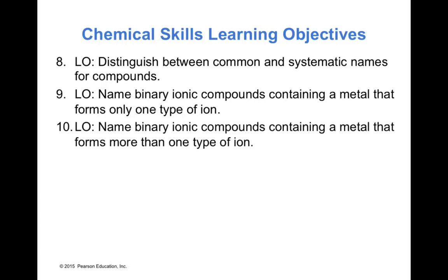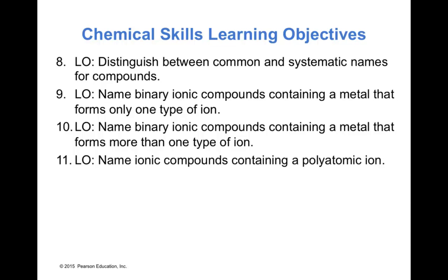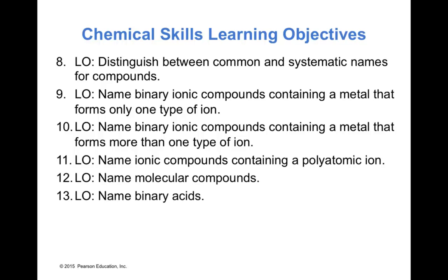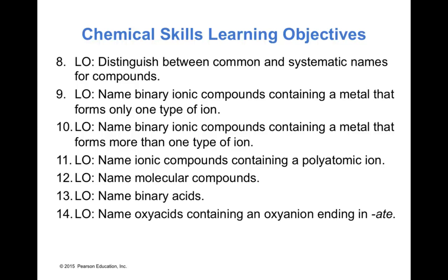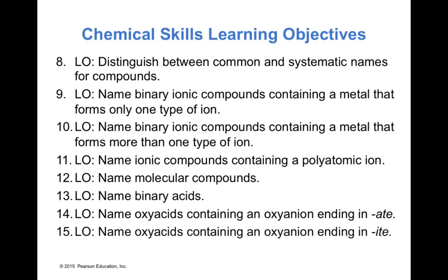Also, you will be able to name binary ionic compounds containing a metal that forms more than one type of ion. You will be able to name ionic compounds containing a polyatomic ion. Also name molecular compounds as well as binary acids. And you will be able to name oxyacids containing an oxyanion ending in ate and also in ite. And finally, you will be able to calculate formula mass.